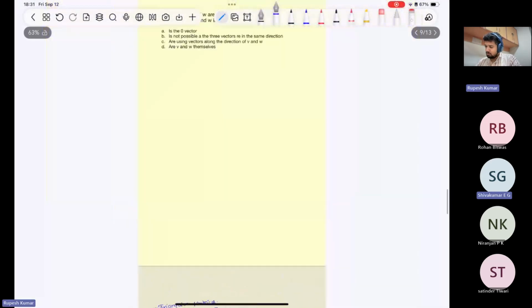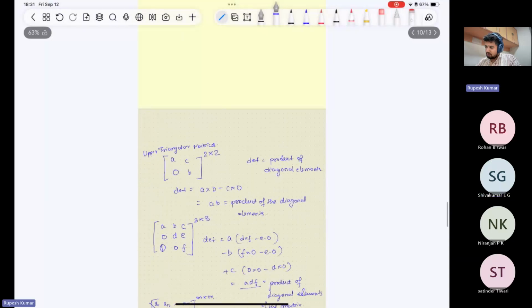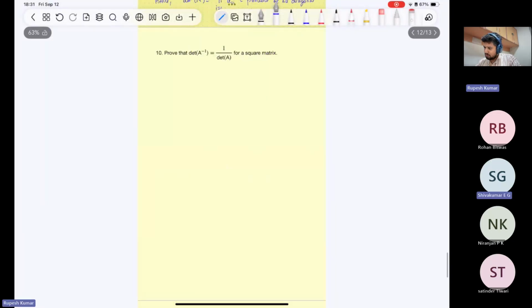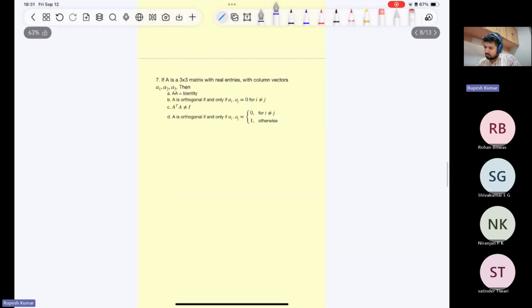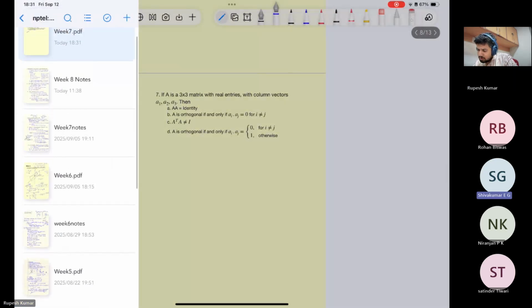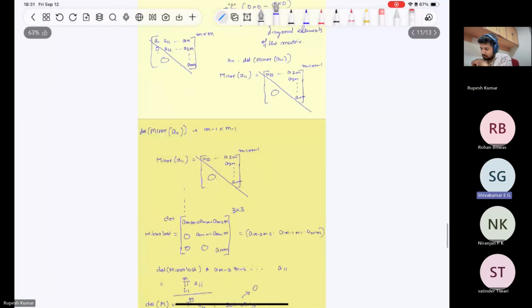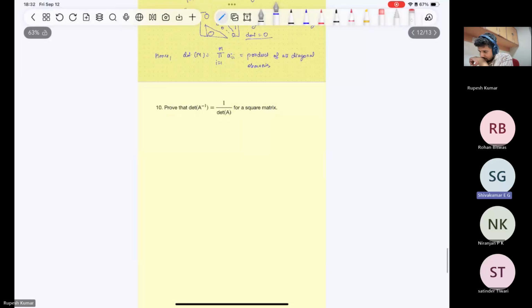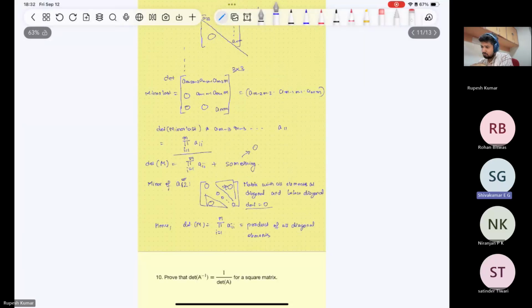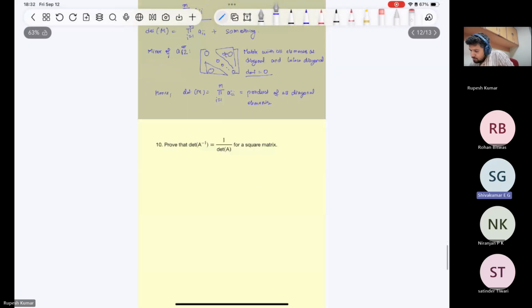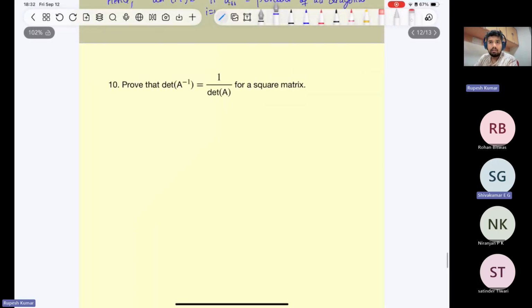So this was one of the questions from the second last problem week, right? So the next question is, this is from week 7, right? Fine. So let's move on to the next question.